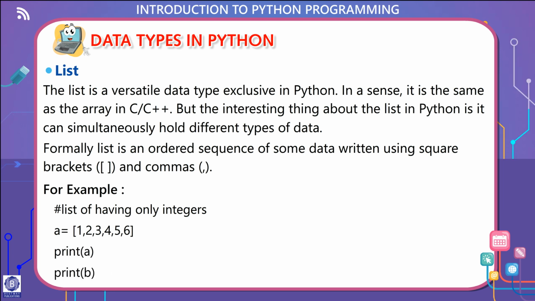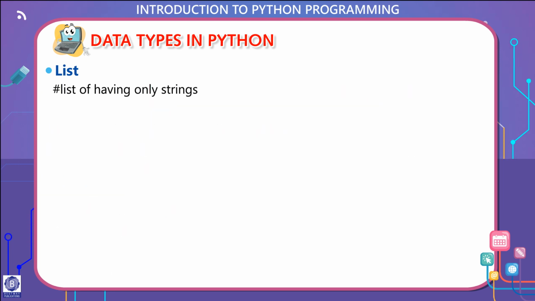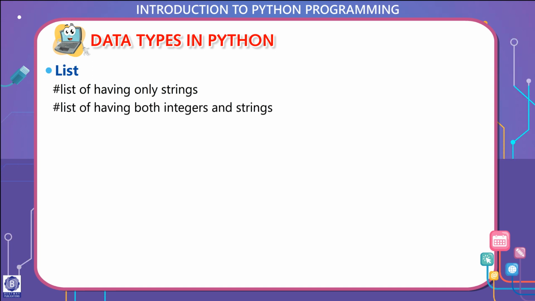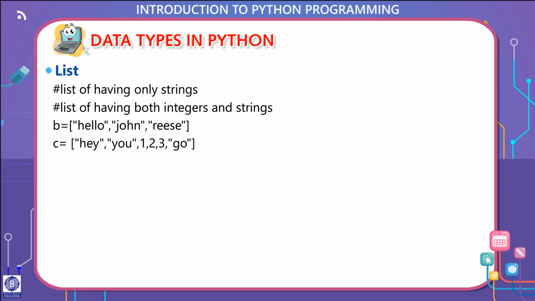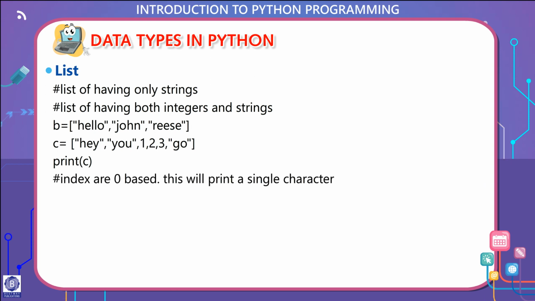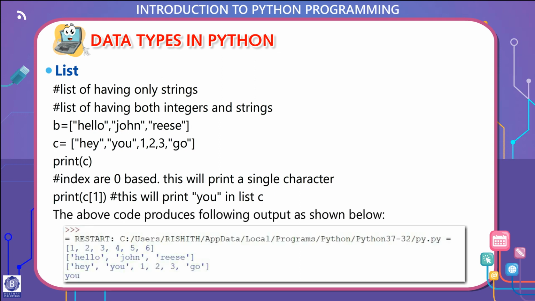print(a), print(b). # List having only strings: b = ["hello", "John", "Reese"]. # List having both integers and strings: c = ["hey", "you", 1, 2, 3, "go"], print(c). # Index are 0 based. This will print a single character: print(c[1]). # This will print "you" in list c. The above code produces the following output as shown below.